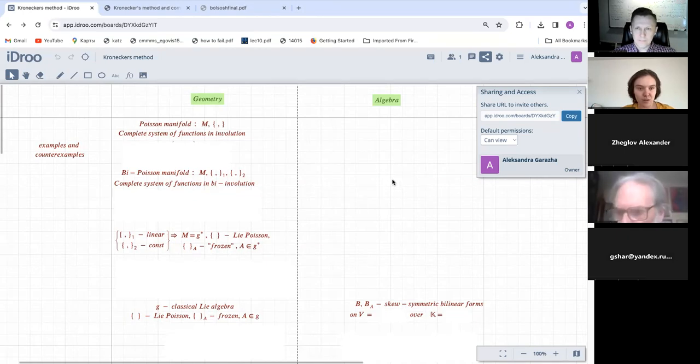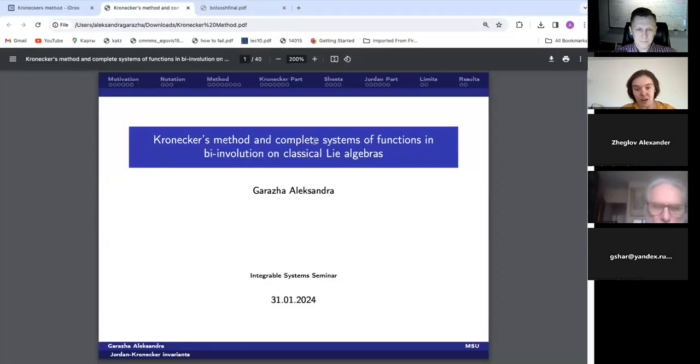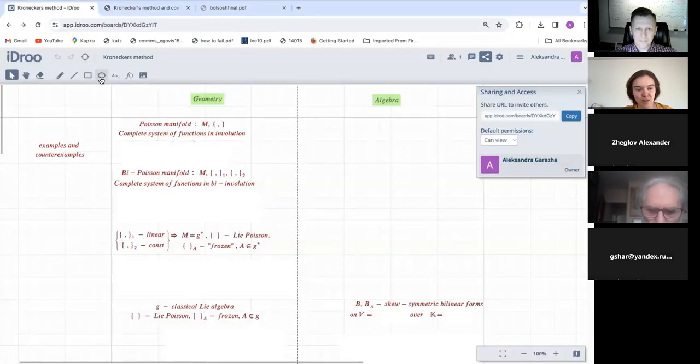So my talk is devoted to complete systems in bi-involution on classical Lie algebras, and I'm going to apply Kronecker's method to get this complete system of functions. And now I'll explain why. At the very beginning, I will tell the motivation. The motivation comes from geometry.